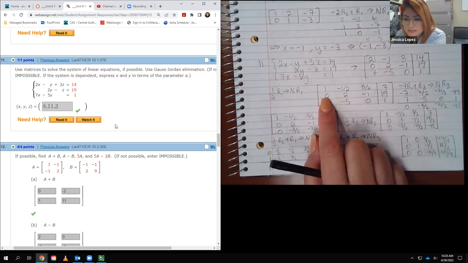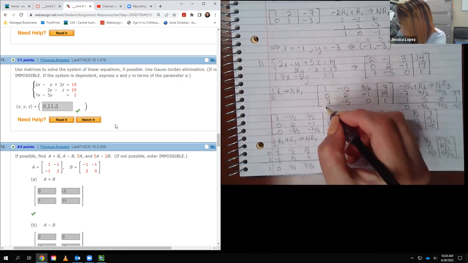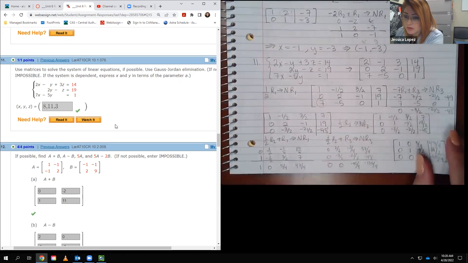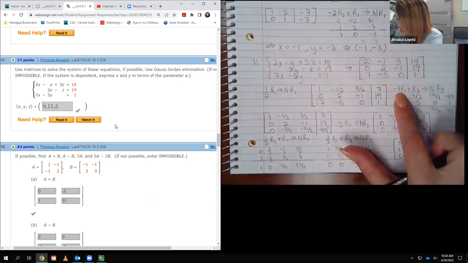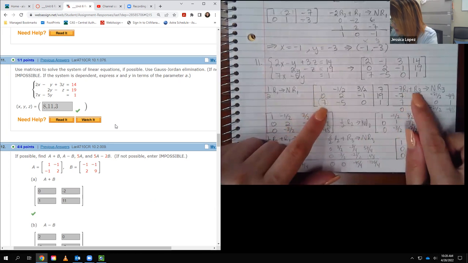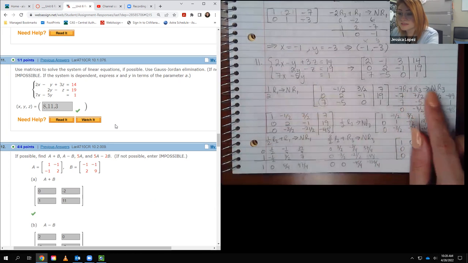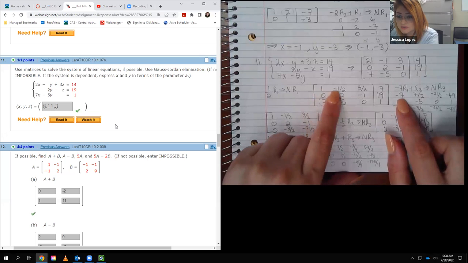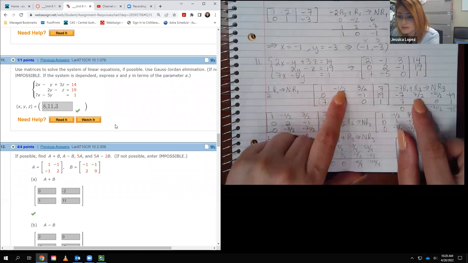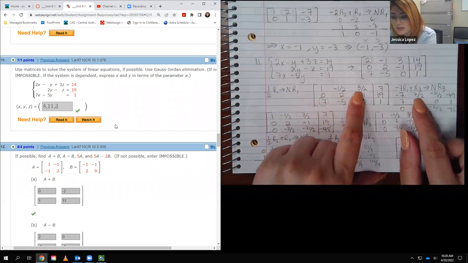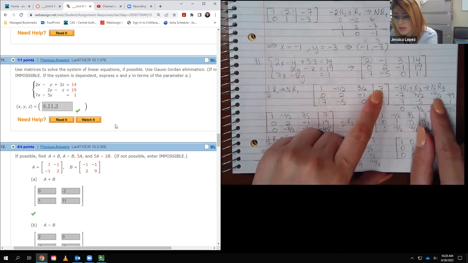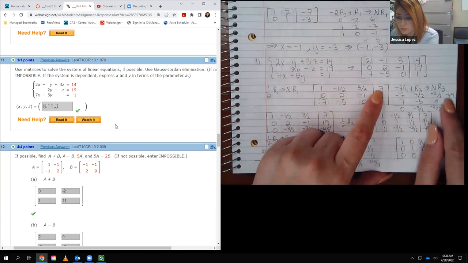Now, this next 0 is already good to go. So my last thing to do for this column is to turn that 7 into a 0. So in order to do that, I need to do negative 7 times row 1 and add it to row 3 so that I can get that 0 in row 3. So 1 times negative 7 is negative 7. Negative 1/2 times negative 7 is positive 7/2. 3/2 times negative 7 is negative 21 over 2. And then 7 times negative 7 is negative 49.